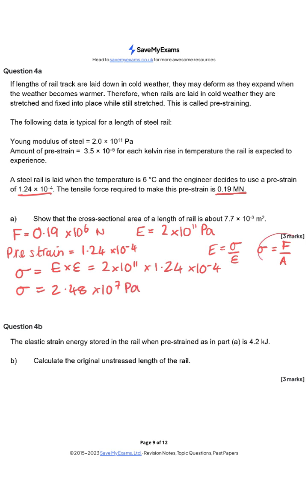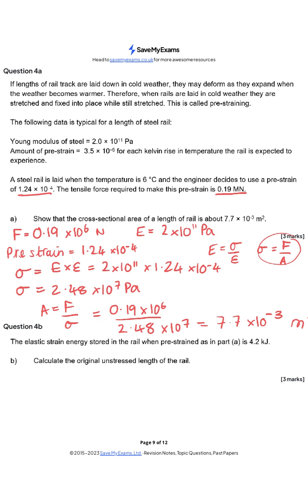Then with that we can use the second equation here, so we work out the area, and that's the force divided by stress. So our force is 0.19 times 10 to the 6, and we divide it by the stress we just worked out, 2.48 times 10 to the power of 7, and that should give us 7.7 times 10 to the power of negative 3, and that's in meters squared.